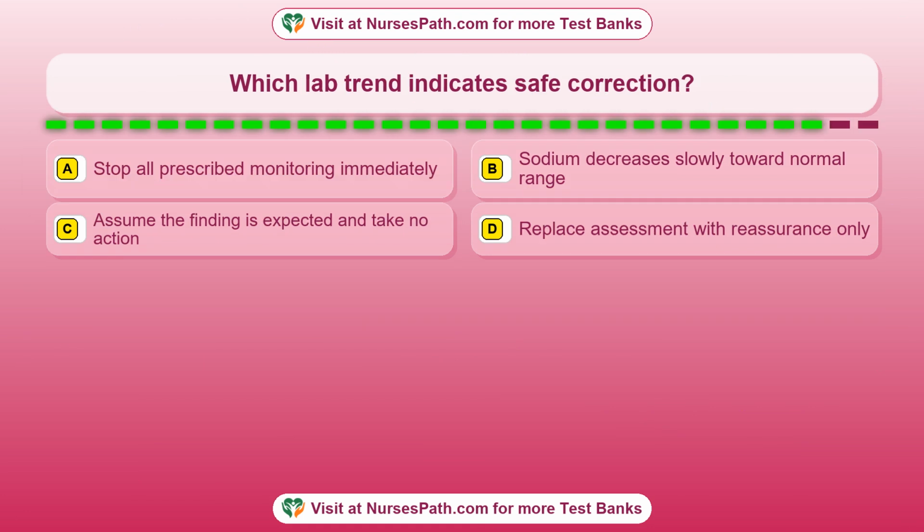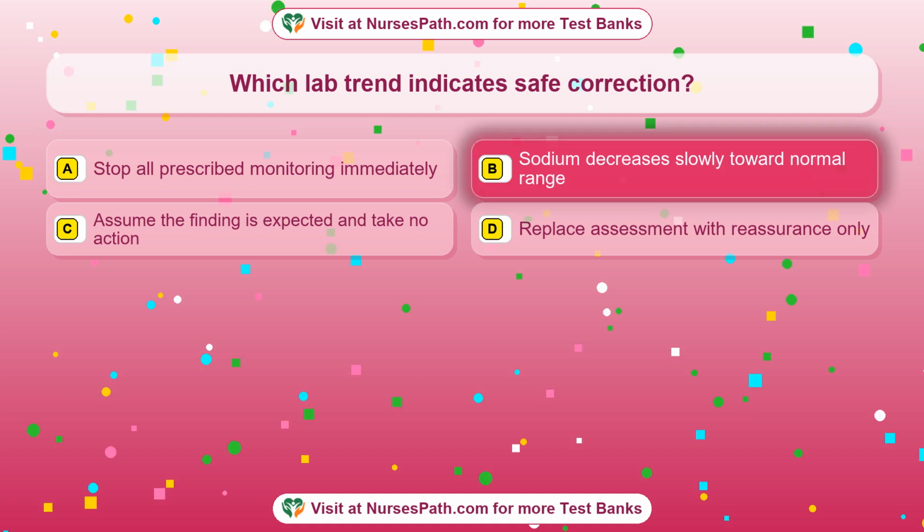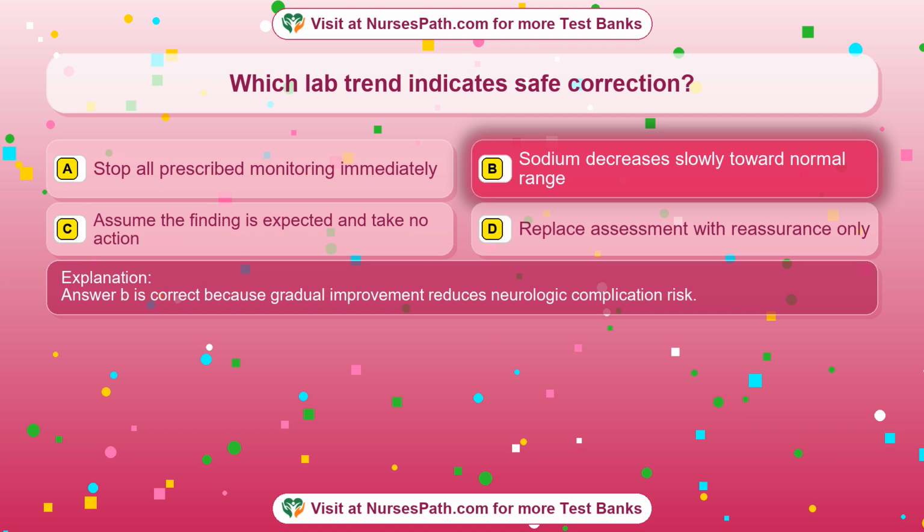Question 14. Which lab trend indicates safe correction? Option A. Stop all prescribed monitoring immediately. Option B. Sodium decreases slowly toward normal range. Option C. Assume the finding is expected and take no action. Option D. Replace assessment with reassurance only. The correct answer is option B. Sodium decreases slowly toward normal range. Answer B is correct because gradual improvement reduces neurologic complication risk.